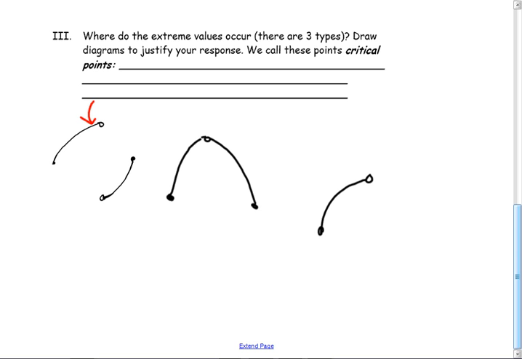Do you guys need to sit someplace else? Yeah, put it in the bag.